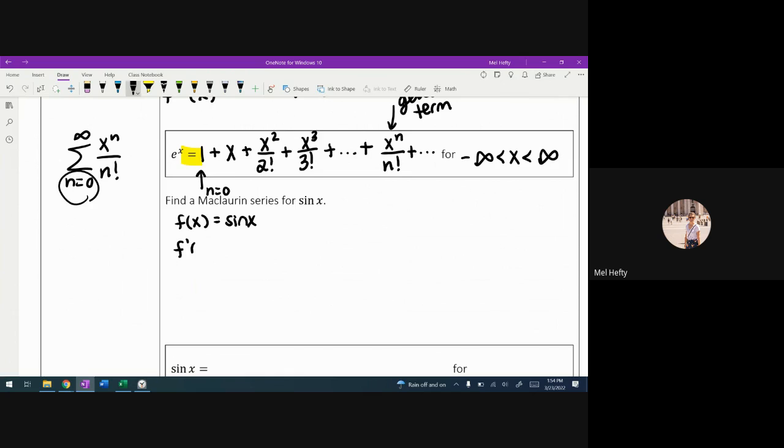What's the derivative of sine of x? Cool, cool, cool. What's the derivative of cosine? Yeah, eventually it cycles, right?